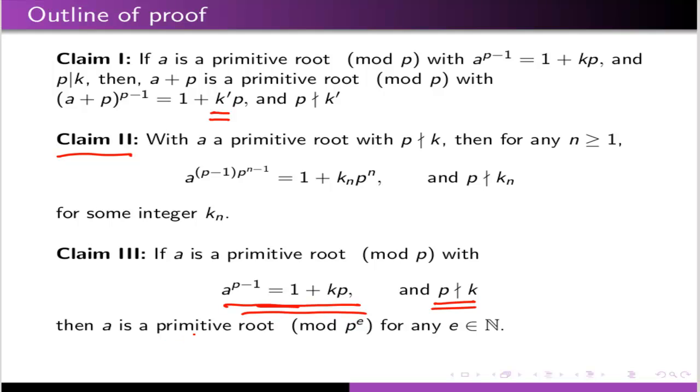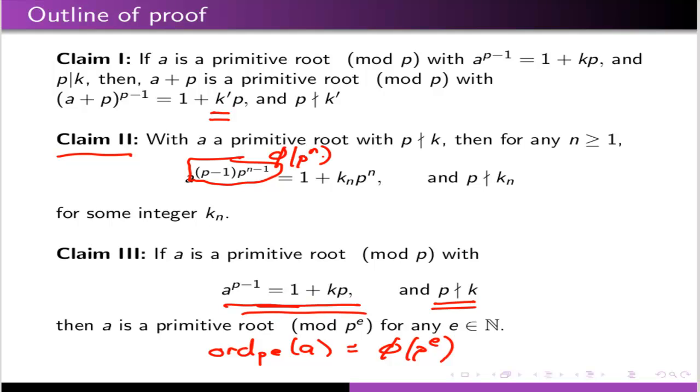So what does it take to show it's a primitive root? That means that the order mod p to the e of a is the Euler-Phi function, the number of elements in that group. And that's going to follow from claim 2, because here I've got an exponent which is the Euler-Phi function of p to the n, and that's going to give me a mechanism for proving this fact right here. So we'll do it in this order. We'll prove claim 1, claim 2, and then claim 3.